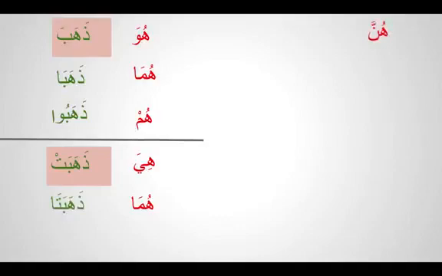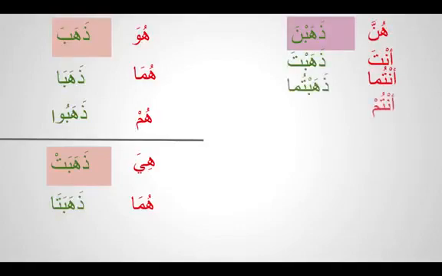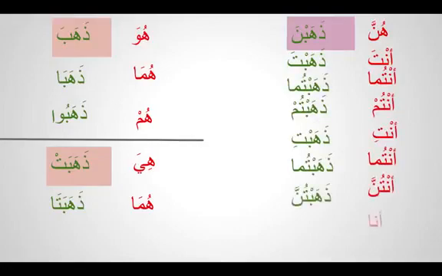So last example, dhahaba. Dhahaba means he went. Huma dhahaba, hum dhahabu, hiya dhahabat, huma dhahabata, hunna dhahabna, anta dhahabta, antuma dhahabtuma, antum dhahabtum, anti dhahabti, antunna dhahabtunna, ana means I, dhahabtu, I went, nahnu, we went, dhahabna.